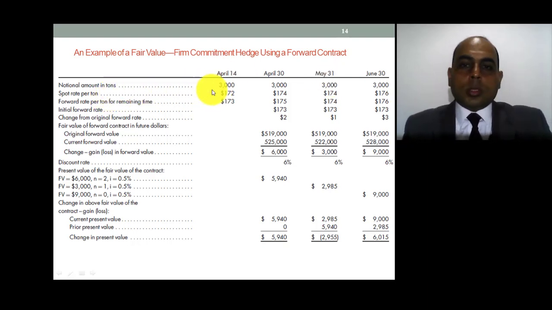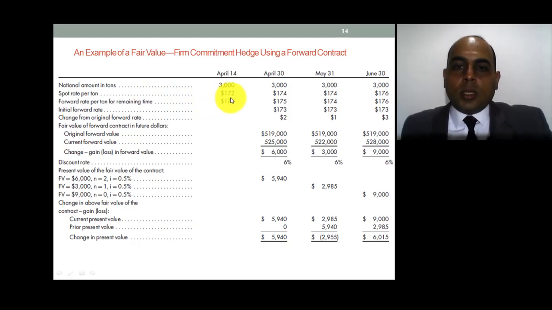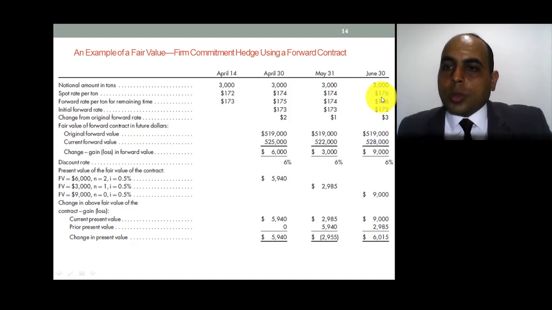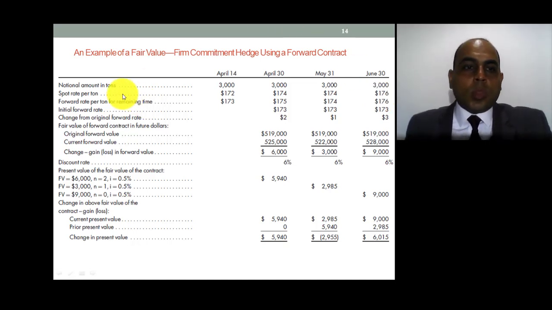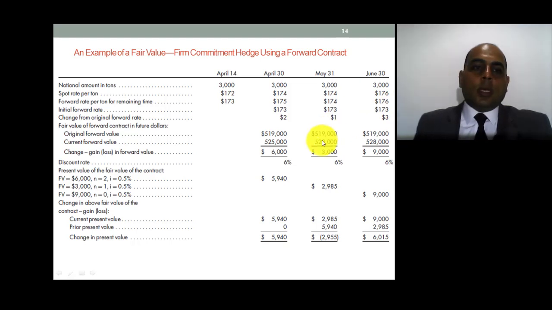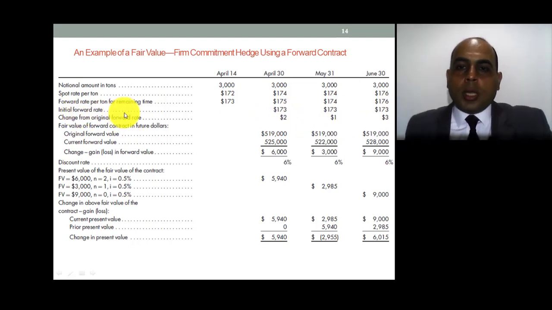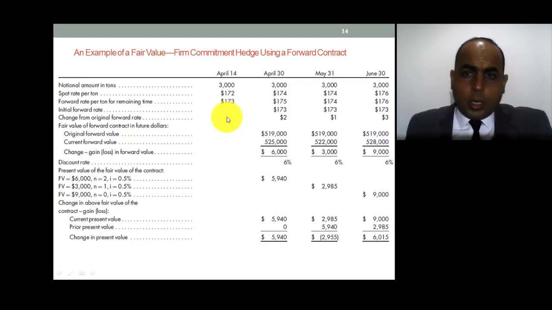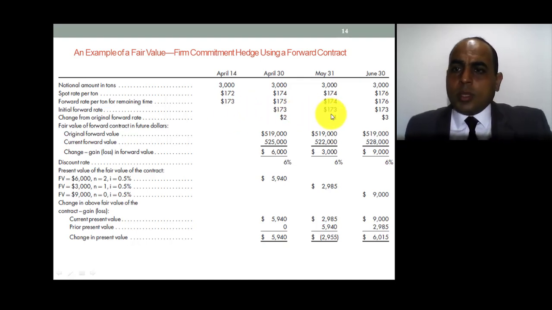Notional amount in tons, 3,000, will be the same in the different periods. Spot rate per ton: 172 on the date of agreement, increased to 174, stable in the next month, and increased at the end, on June 30, to 176. Forward rate per ton for remaining time: 173, 175, 174, and 176. Initial forward rate as shown here: 173, 173, 173.